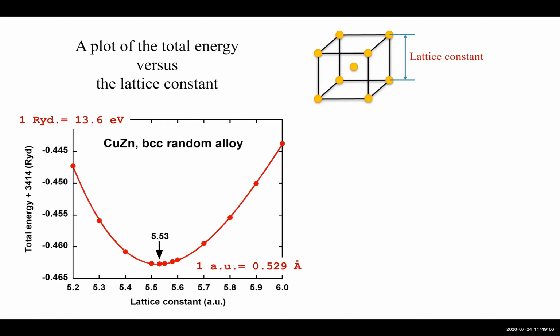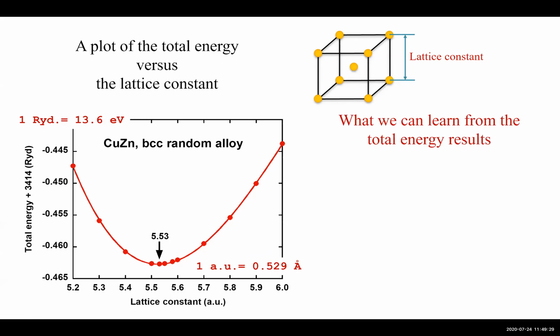You get the total energy for that particular lattice parameter. Then you run a set of calculations for different lattice constant values, and then you can make a plot. What you see is a parabolic curve. Each of the dots represents a particular lattice constant I used for the calculation, and you find that one particular lattice constant has the lowest energy.